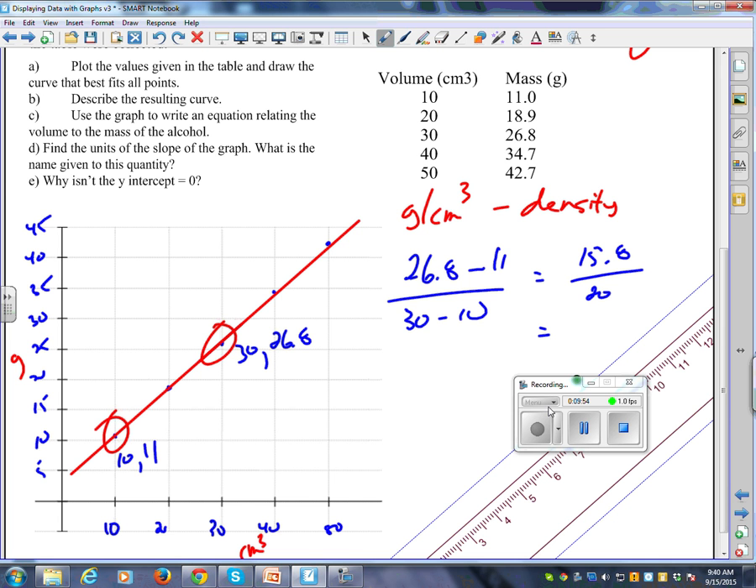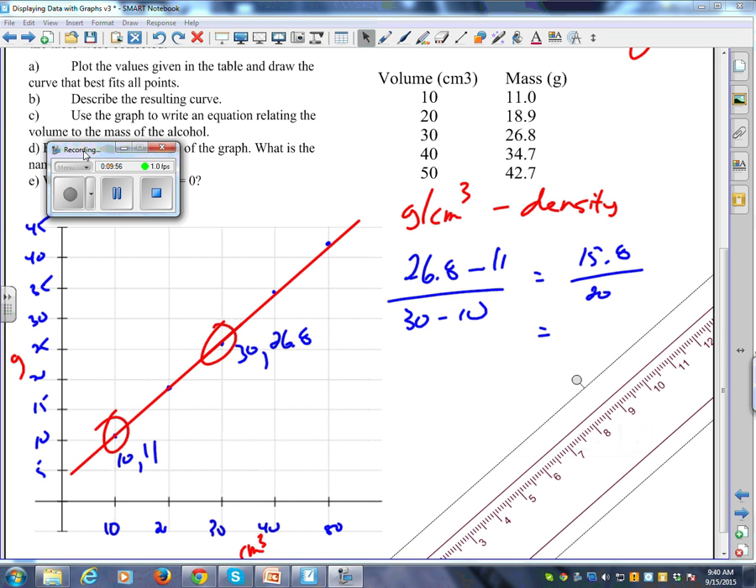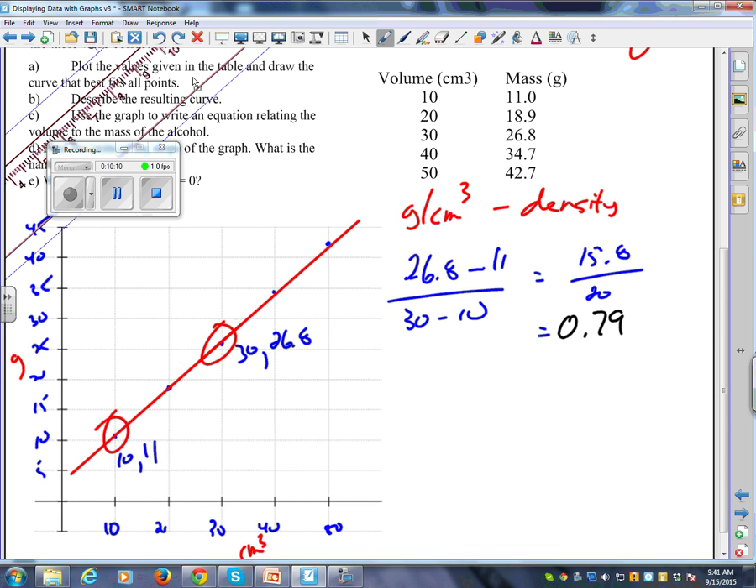Someone do that for me on a calculator. 15.8 divided by 20. It's about 0.75 almost. What is it? 0.79? Okay. 0.79 what? Grams per cubic centimeter. What if you got 0.8 or 0.81 or 0.78? Is that okay? Yes. What's important is this work. The work is important. I don't care about the final answer. If it's in the right ballpark, I'm good. Show me the work. Okay?